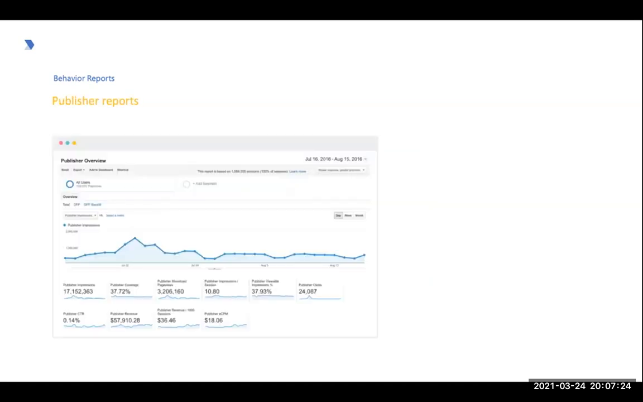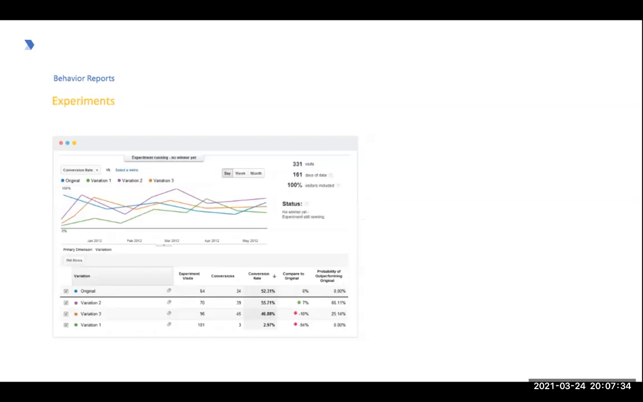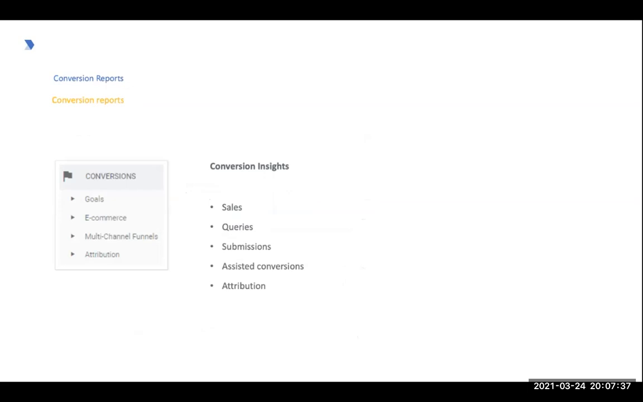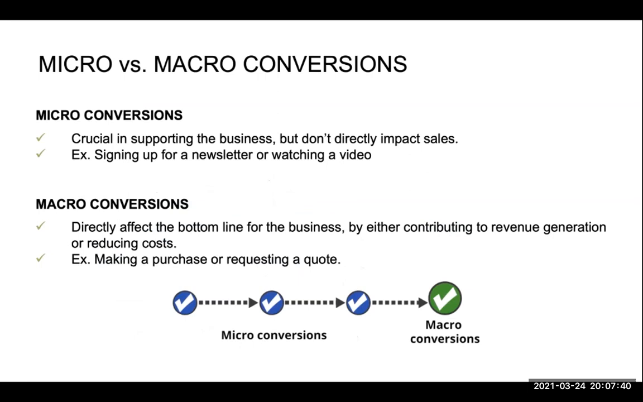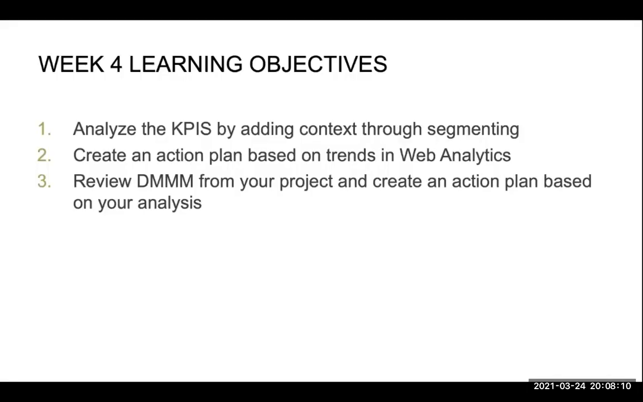All right, and again, this is just a repetition of what was being said before. You don't need to get so technical with some of these things. We're not going to do the conversions report because I think it's going to be a little bit too technical. So we're going to leave that. When it comes to micro conversions, what they're saying is that these are things done on the website that don't necessarily impact sales, if it is an e-commerce website. But macro conversions directly affect the bottom line of the business by either contributing to revenue generation or reducing costs. In our case, the number of students that actually enroll. All right, so now we get into comparing trends.